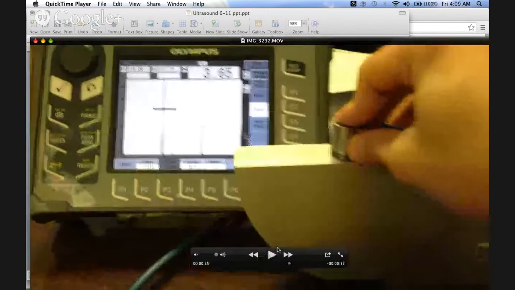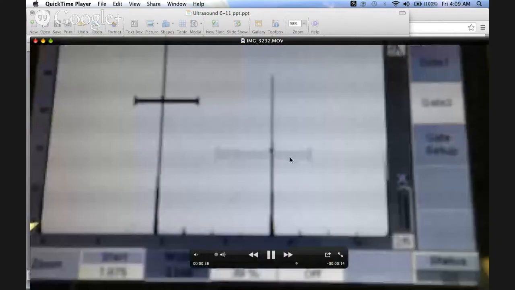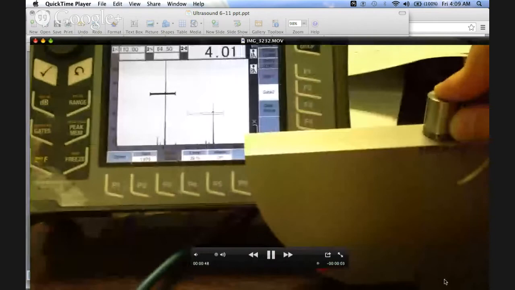Now I put it here. Look what happened. Now it's 3.65. It's not 4 anymore. Why? My indications shifted to the left. Why? Because we don't have as much material. Now we went back to the right. 4 inches. I'm back over here. Oop, 3 inches. You see how they're shifting to the left and to the right?